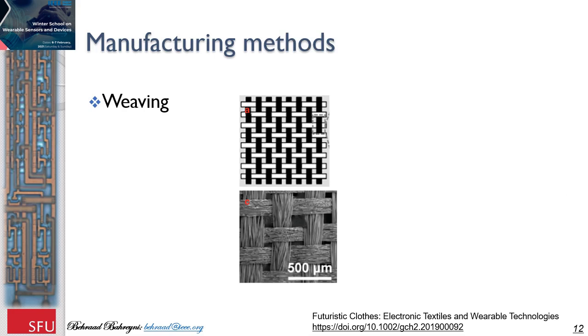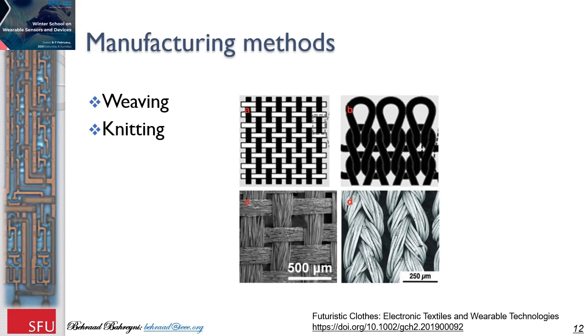So the next challenge or issue, when you have the desired properties from the threads that you want to incorporate into the textile, is how to actually do the incorporation. And you can weave these threads into the piece of textile as shown here. This is the traditional way of making textile. You can use knitting techniques where you create these loops and essentially create a piece of textile out of the interconnection of the loops.